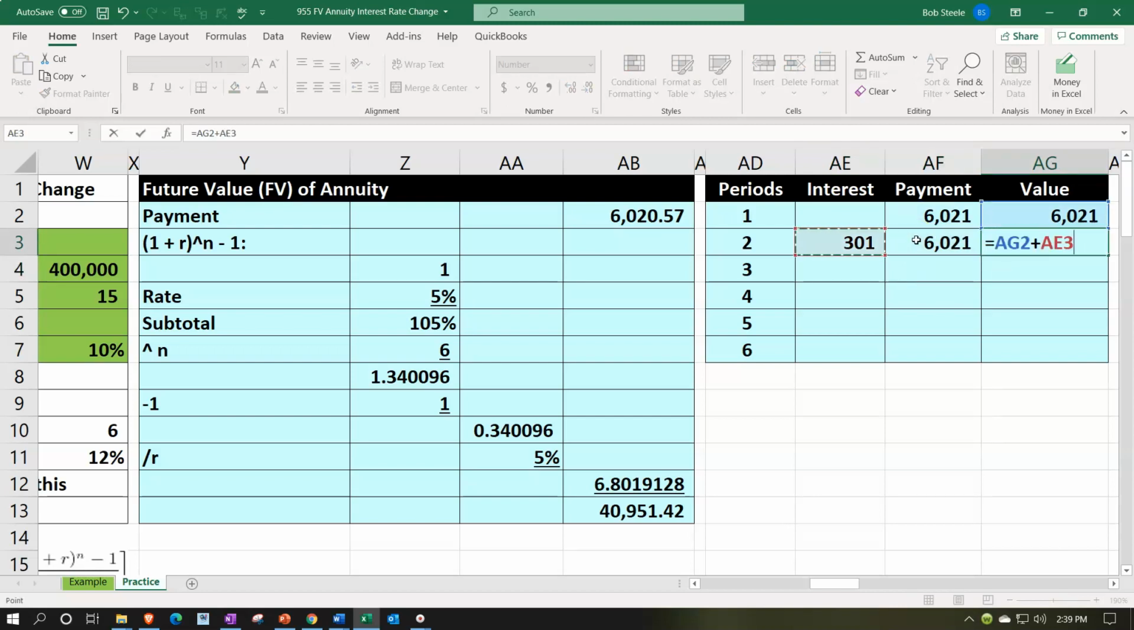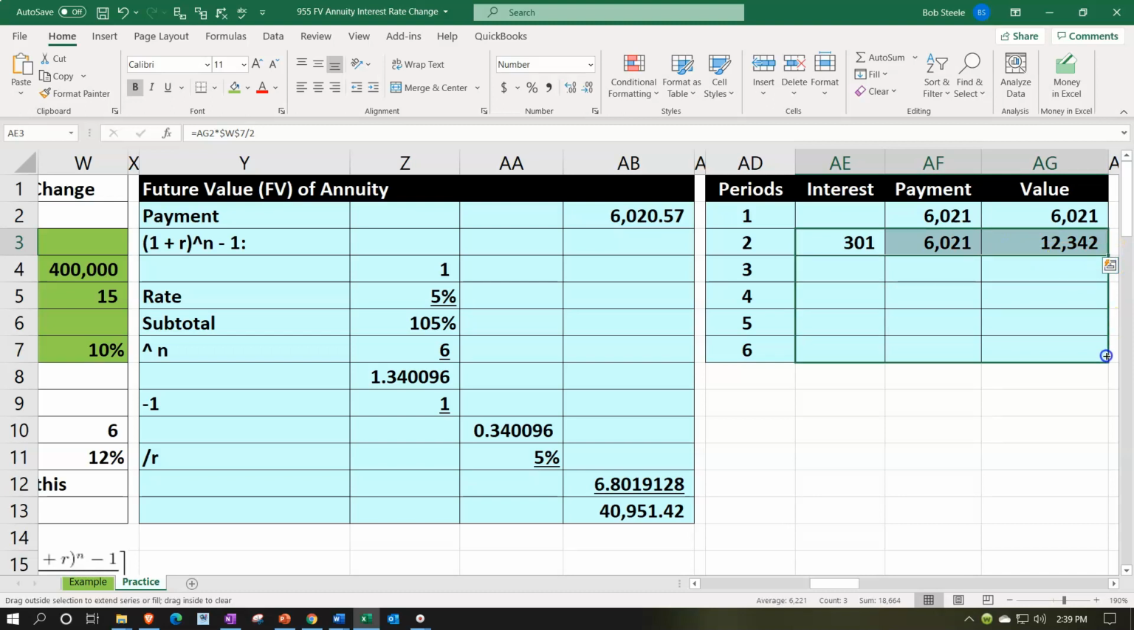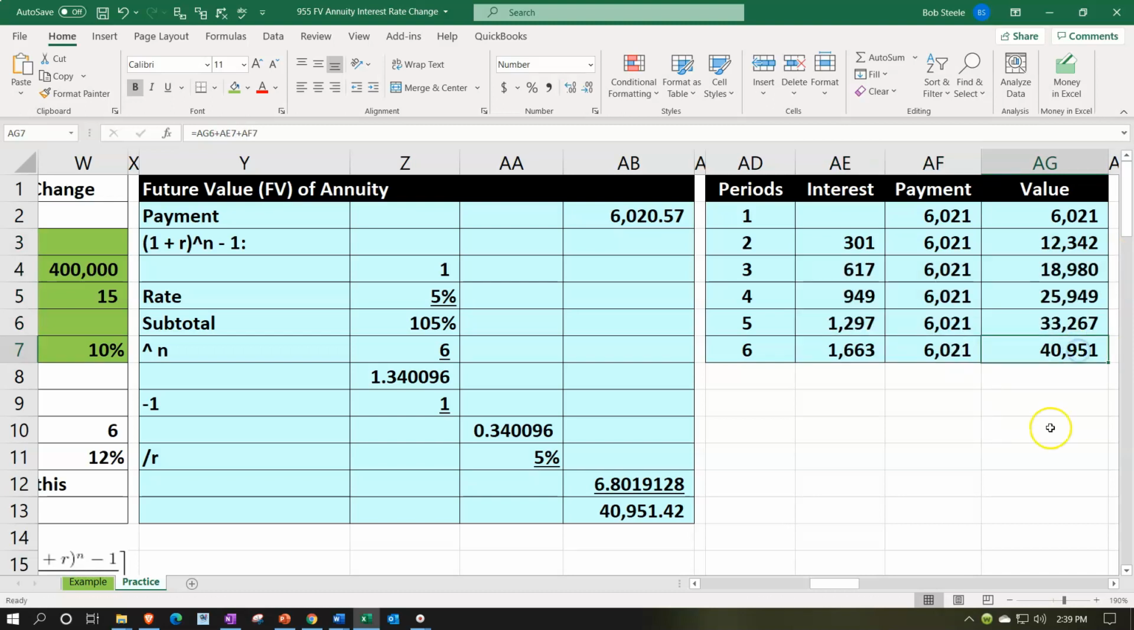Then the payment amount will remain the same, and the value is going to be the prior value plus the interest plus the payment. And then we could copy that down, selecting these 3 cells, copying it down, and there's the 40,951 once again, getting us to that number.